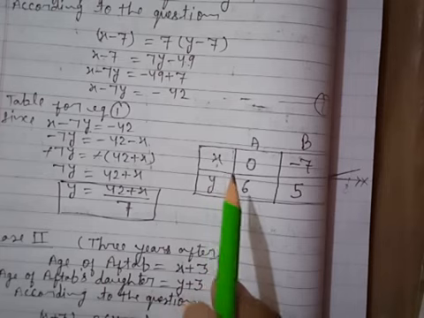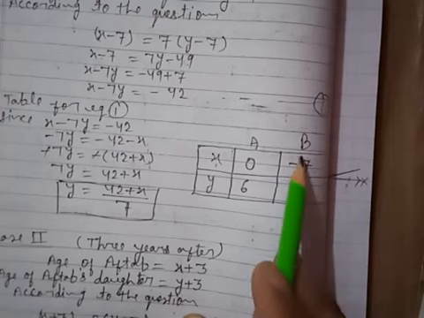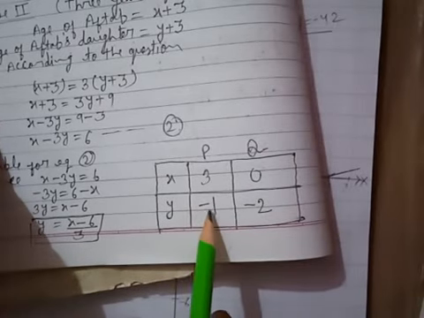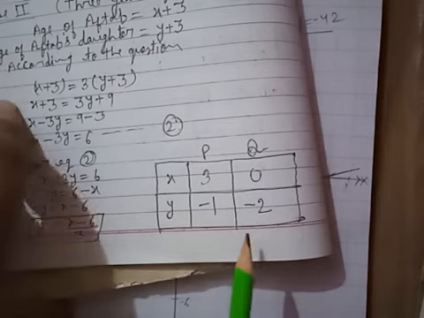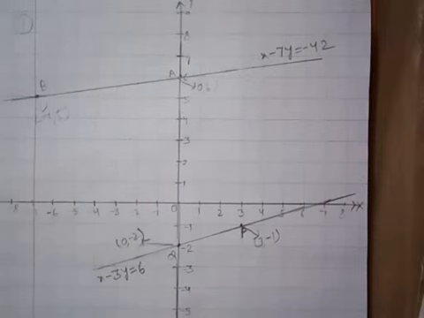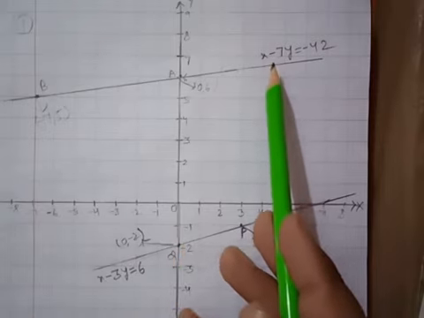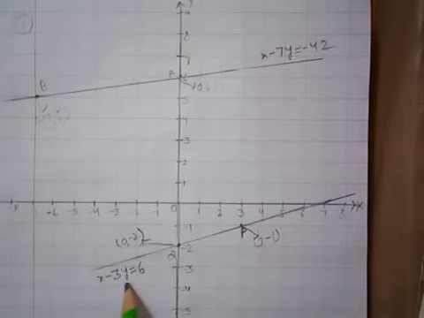In table 1, mark 0 comma 6 as point A, and mark minus 7 comma 5 as point B. And in the second table, mark 3 comma minus 1 as P and 0 comma minus 2 as point Q. Now see the graph for these two equations: x minus 7y equals minus 42, and this is the line for x minus 3y equals 6.